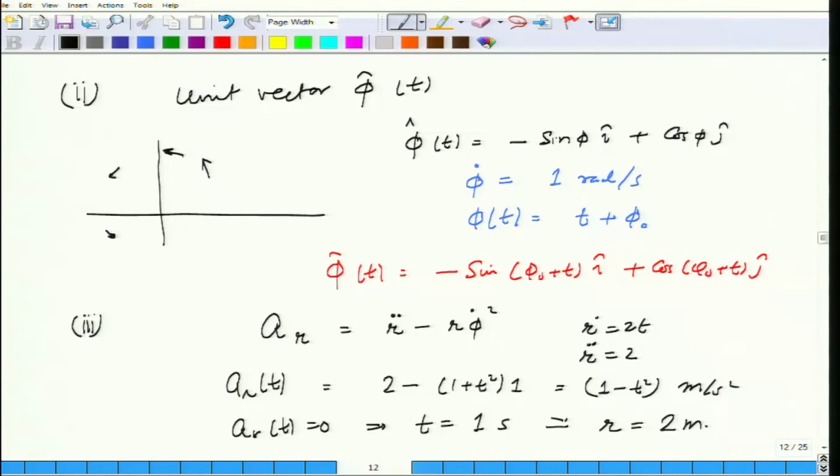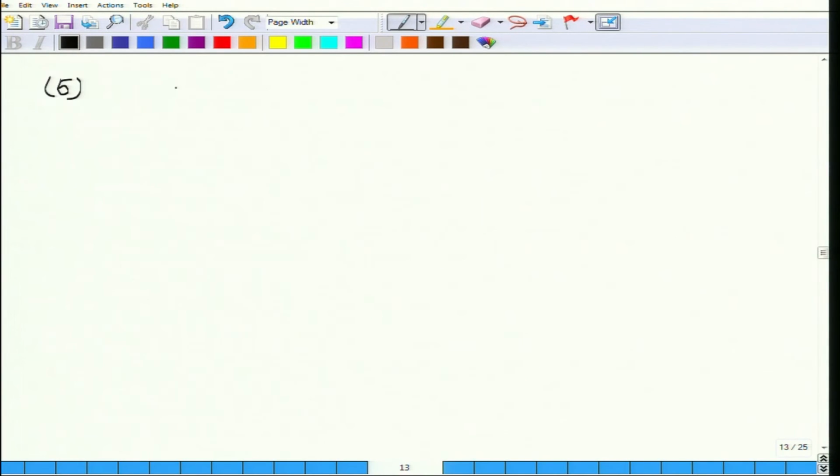Finally, let me do one problem in spherical polar coordinates, and that is if I take spherical polar coordinates, if you recall from the lecture, what are these? This is x, y, and z.